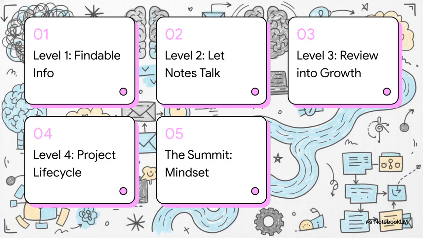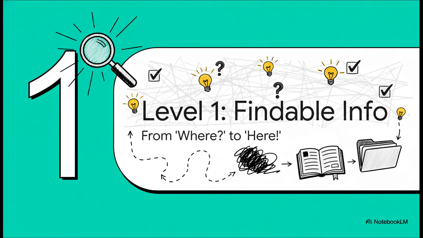So we're going to walk this path together. We'll go through 4 levels of mastery, and then we'll hit the summit. Each step builds right on top of the last one. And by the end, we'll have turned those static notes into a system that's actually working for you. Ready? Let's dive in. All right, first up, level 1.